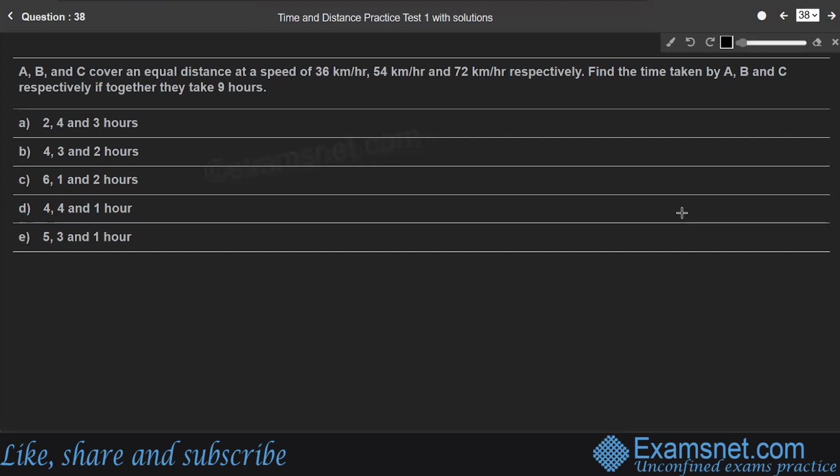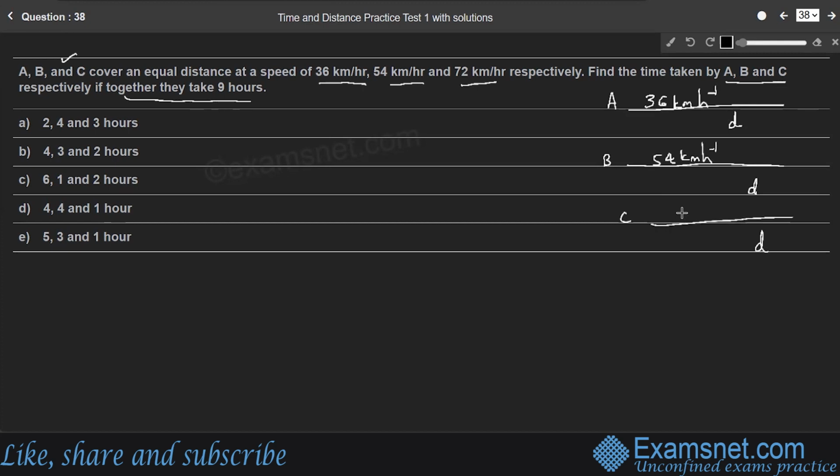Question 38. A, B and C cover an equal distance at a speed of 36 km per hour, 54 km per hour and 72 km per hour respectively. Find the time taken by A, B and C respectively if together they take 9 hours of time. Here we'll consider the speeds. The speed with which A is moving is 36 kilometer per hour, and A covers some distance D, whereas B covers the same distance D with 54 kilometer per hour. Whereas C also covers the same distance D with 72 kilometers per hour.